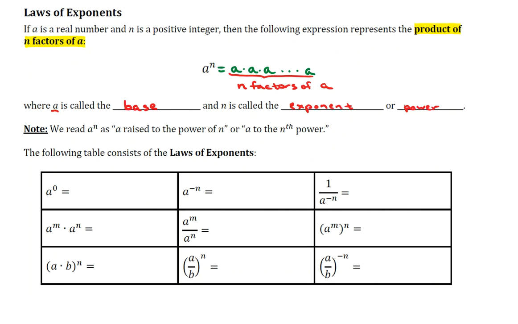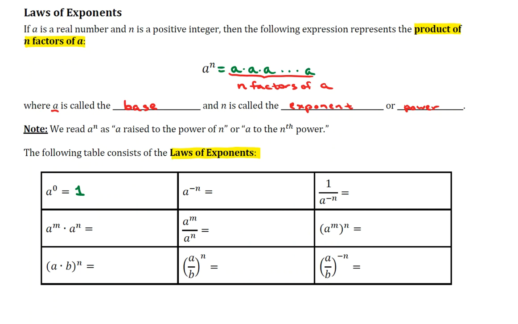Okay, so now that we have this defined, let's go ahead and discuss some laws of exponents. And these are going to be helpful for when we need to simplify expressions involving the same base. Alright. So the first one is a to the power of 0. That's always going to be equal to 1. And later on in the course, I'll try to remember to show you why that is.